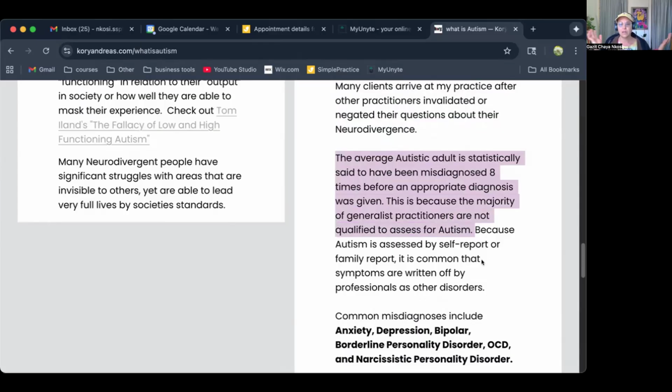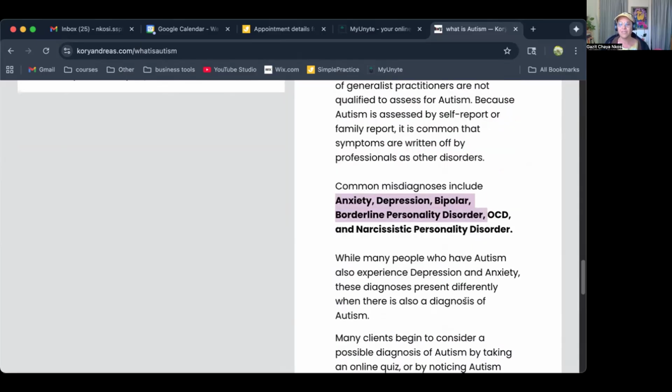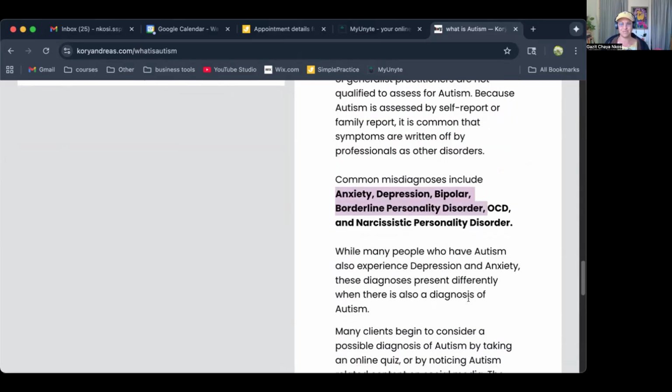And most folks are going to end up getting psychiatric diagnoses. I've been diagnosed with basically everything: anxiety, depression, bipolar, borderline. I have not been diagnosed with OCD or narcissistic personality disorder, but those first four I've been diagnosed with, and none of the treatments have really worked, and none of the medications worked.